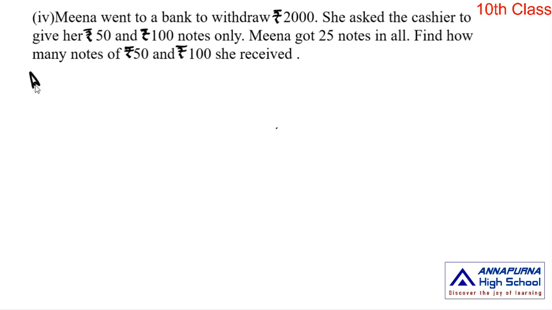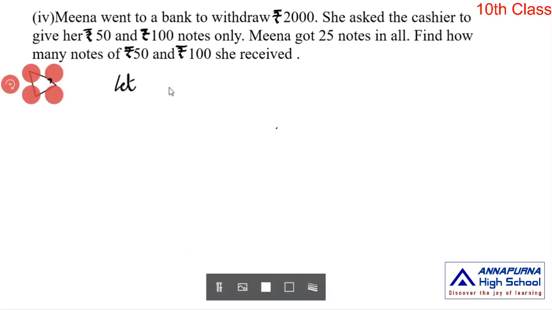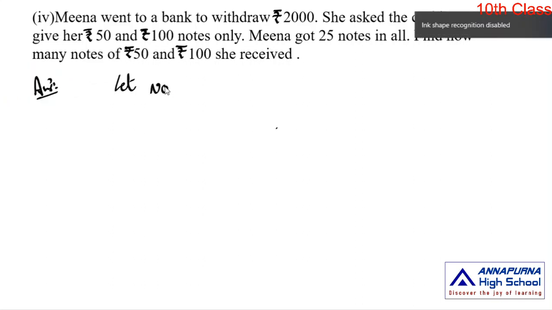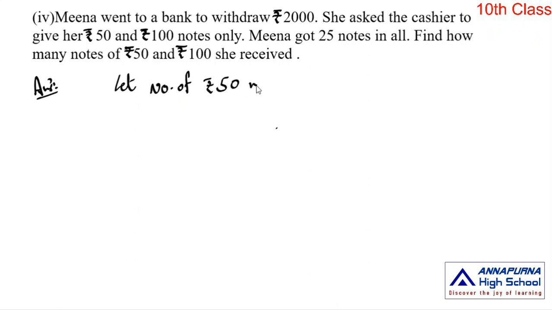So here what are the two unknowns? The number of 50 rupees and the 100 rupees notes are the two unknowns. Let us take the two unknowns as x and y. Let the number of 50 rupees notes be x and the number of 100 rupees notes be y.